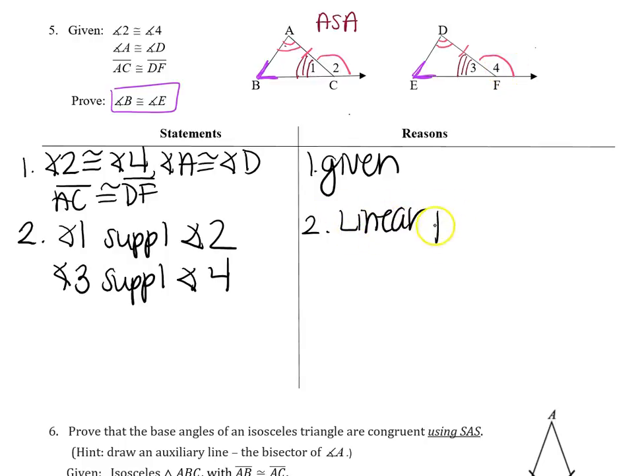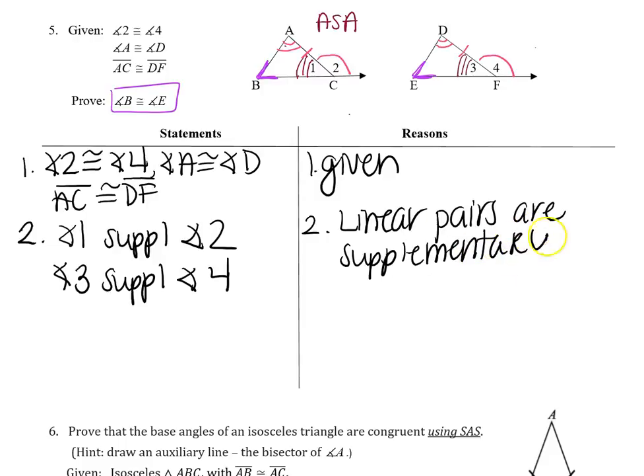So linear pairs are supplementary, just like we talked about in Unit 2. Okay, we don't have to include the 180 because we're not talking about their measure here. We're just talking about the idea that they're supplementary, which means they would sum to 180.